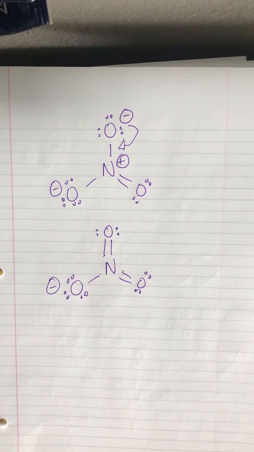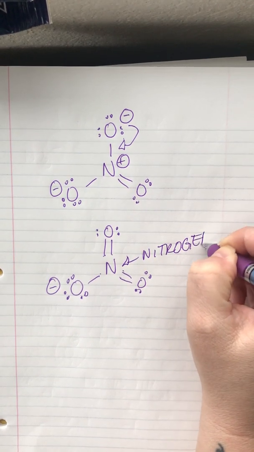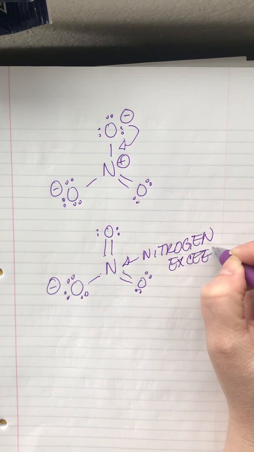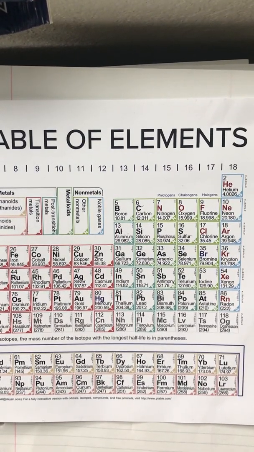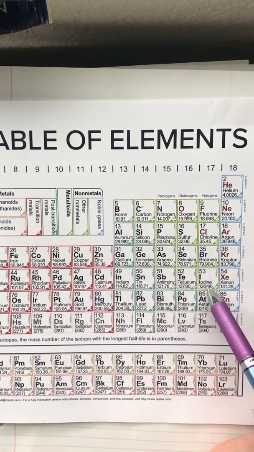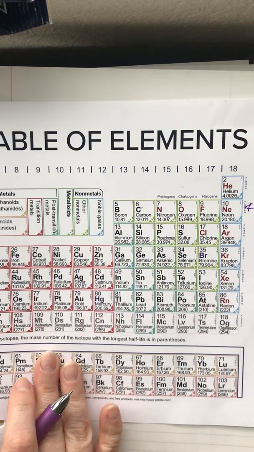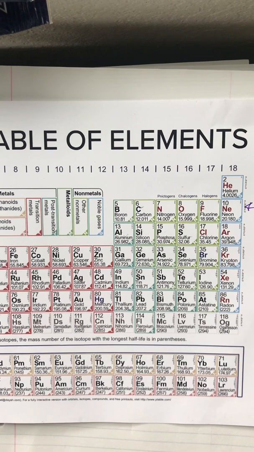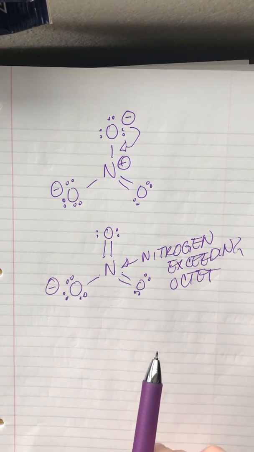Well, it has 10 electrons around the central atom. Exactly. This has nitrogen exceeding the octet. Who's able to exceed the octet? It has to be row 3 and below. So if I'm in row 2, I cannot exceed the octet rule. So even though this is a charge minimized structure, it's not a valid Lewis structure.